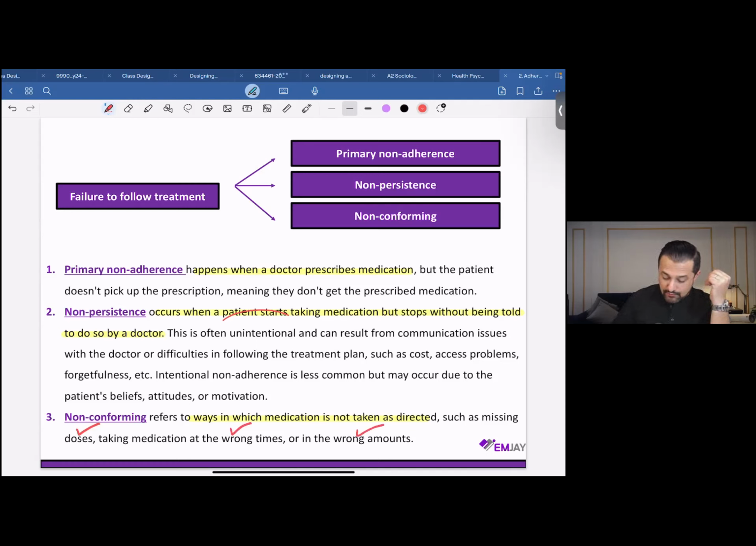Now, I hope everyone by now is able to differentiate between three different types of non-adherence that come under the heading failure to follow treatment. Remember, the first one is primary non-adherence. The second one that we spoke about right now is non-persistence. And the third one we spoke about is non-conforming.